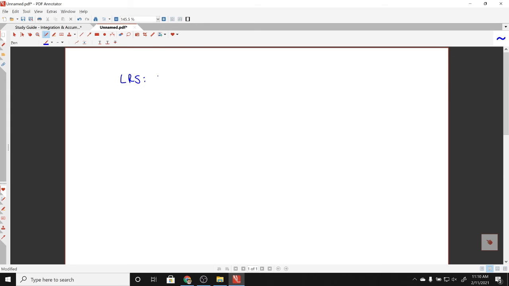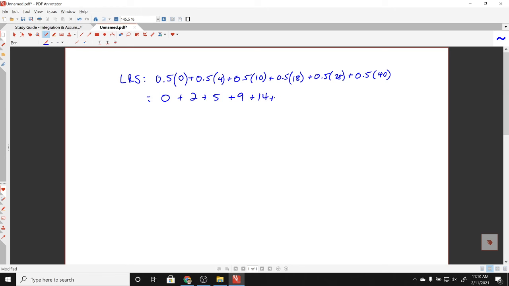We're going to have an interval width of 0.5 times 0, that's the first height, plus 0.5 times 4, plus 0.5 times 10. Each of these intervals has a width of 1/2, so I can just plug in the 1/2, and I just need the next height, which is 18, plus 1/2 times 28, plus 1/2 times 40, and that would be the last left interval. So 1/2 of 0 is 0, plus 1/2 of 4 is 2, 1/2 of 10 is 5, 1/2 of 18 is 9, 1/2 of 28 is 14, and 1/2 of 40 is 20. 14 and 9 is 23, 23 plus 5 is 28, plus 2 is 30, plus 20 is 50.